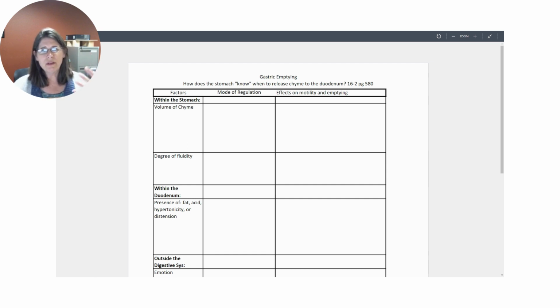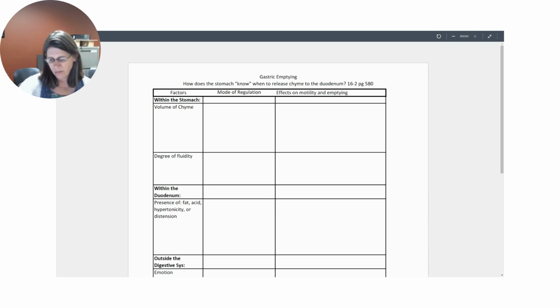The more that the food is broken down, the more liquidy it becomes in the stomach, because of the hydrochloric acid and the other secretions. So as that volume increases, that's a signal that the stomach is going to start to release it. That's what's actually causing the smooth muscle to have more frequent action potentials, which is going to start to push it more. The next one is the degree of fluidity.